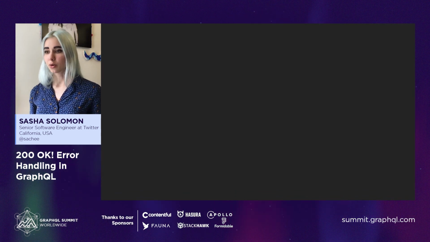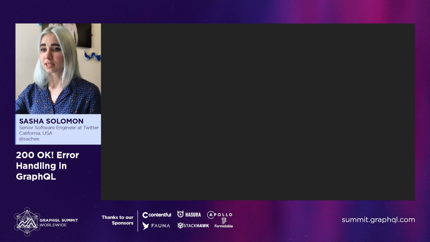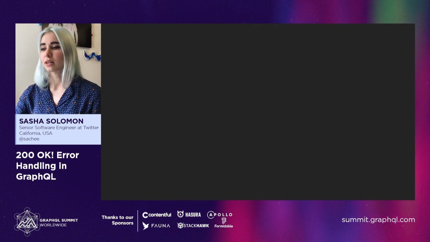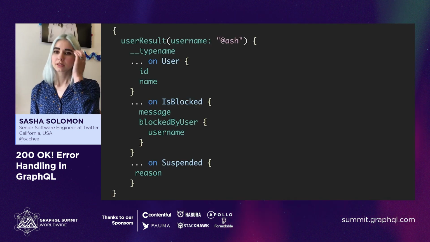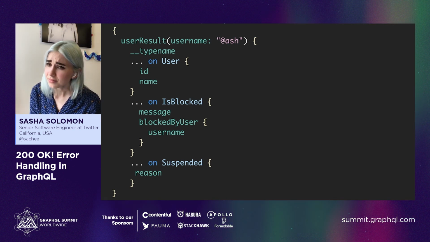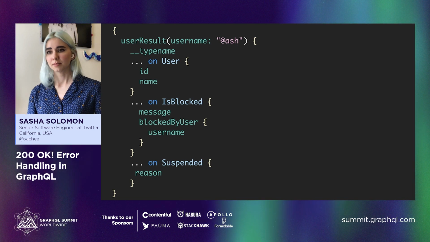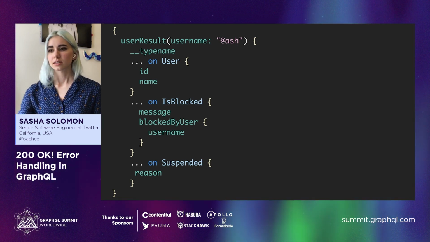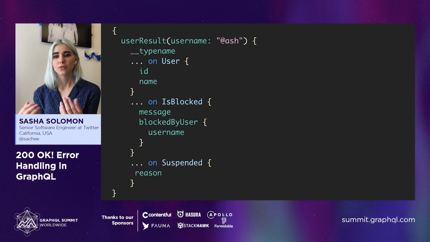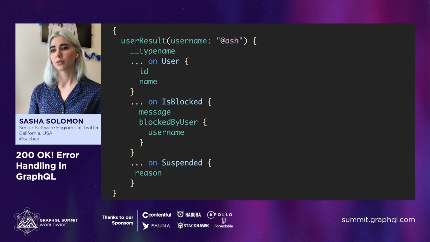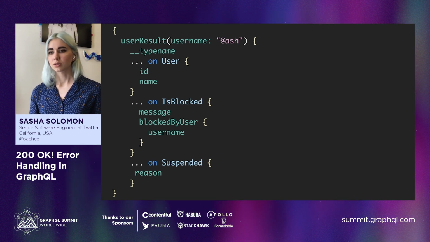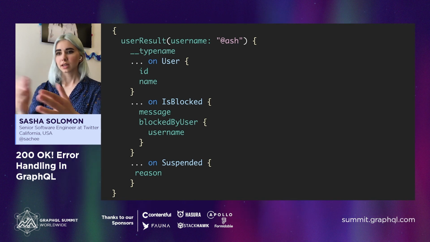So what's cool is we can now query for this. And the coolest thing is that clients only need to query for the data that they can use. So here we have our query. We have our user result. We're querying for Ash again. And this time we're going to query for user. And then if we don't actually get a user back, we're going to query for is blocked and then also suspended. So this is kind of how this works.